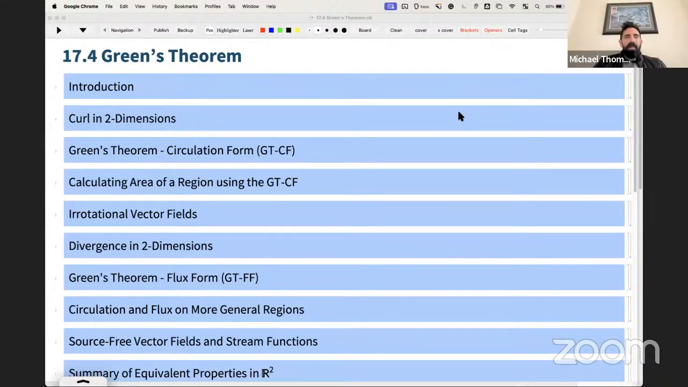Okay. All right, guys. So we've got four sections left. 17.4, 5, 6, 7, 8. So I guess we've got five sections left. The last part of this class, basically, we're going to be extending the fundamental theorem of calculus part two.